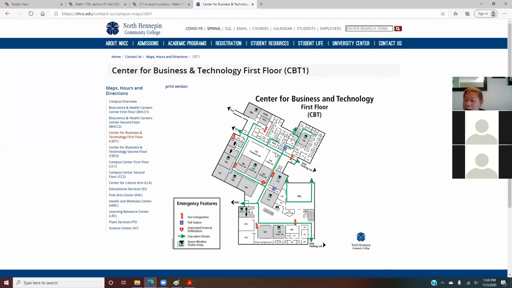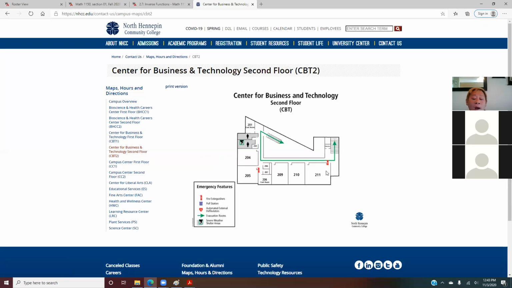So make sure you come in here, go up the stairs, go to the corner room here, and then exit when you're done. Same thing happens to your final. It's exactly the same room, which is CBT 211 here.